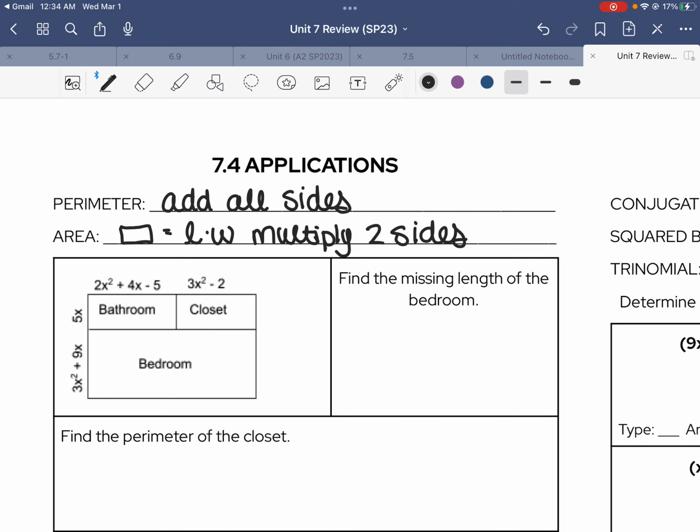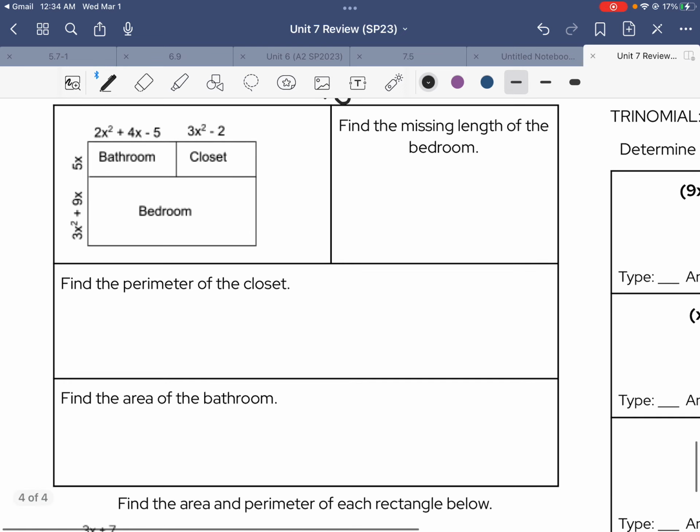Let's go ahead and do the floor plan problem together. So this is basically like the top view of an apartment. The first thing it asks us to do is find the missing length of the bedroom. Now, let's go look at the bedroom. I already know from looking at the shape that this side is 3x squared plus 9x. But what I don't know is how long the bottom side is. So that's what this problem is trying to ask me for.